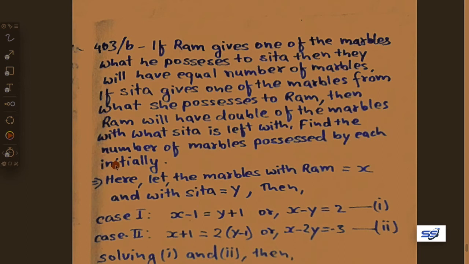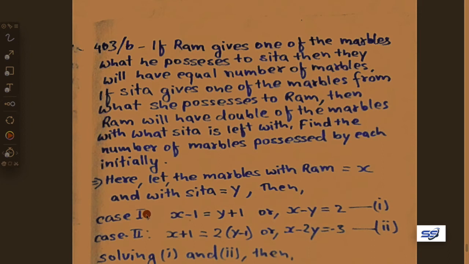Now this is a problem based upon verbal equations. To solve this, we should make some equations as per the given conditions, situations, and cases of our question. Now see here, let the marbles with Ram equal X and with Sita equal Y. Here our assumption is done. We assume the number of marbles with Ram be X and the number of marbles with Sita be Y.